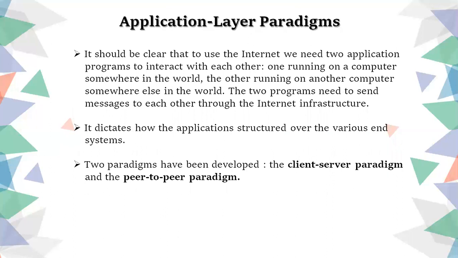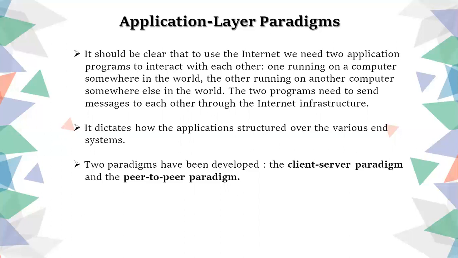So, application layer paradigm. We have to understand that two types of models are available. One is client-server, and another is peer-to-peer, point-to-point communication without the help of an access point. Without the help of a server, we can connect to another user. So it should be clear that to use the internet, we need two application programs to interact with each other.